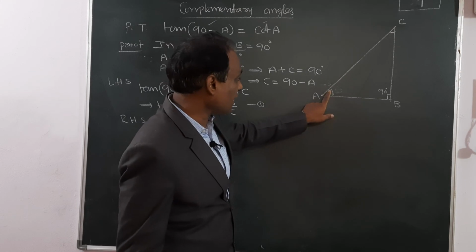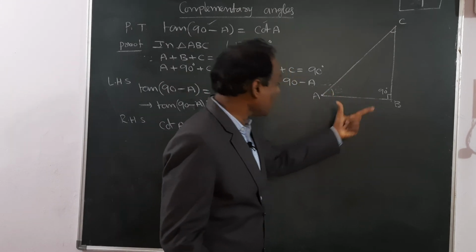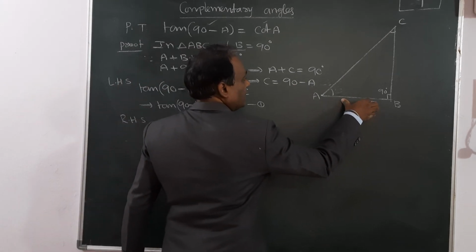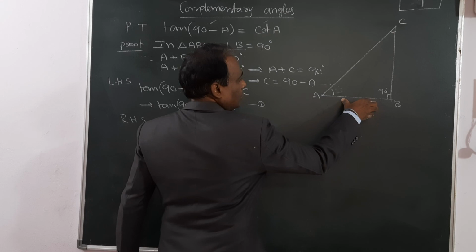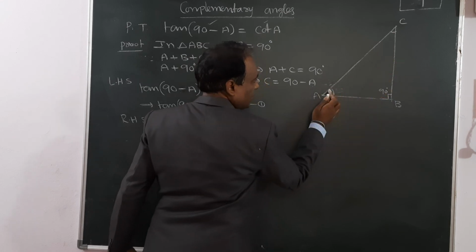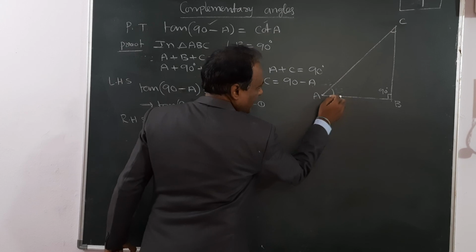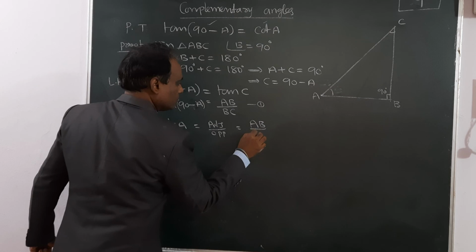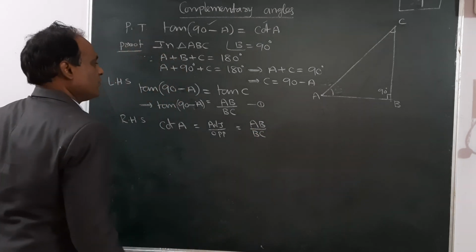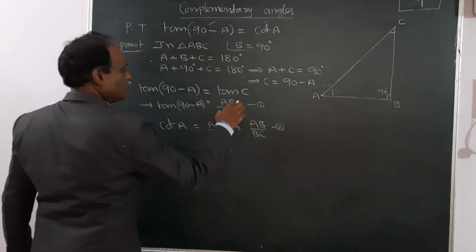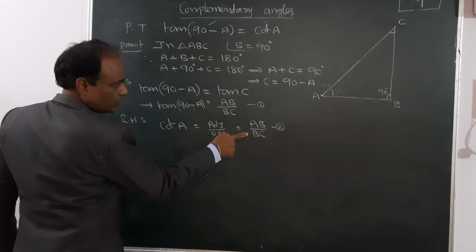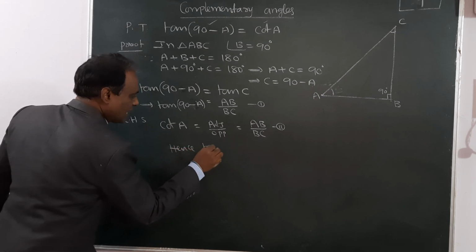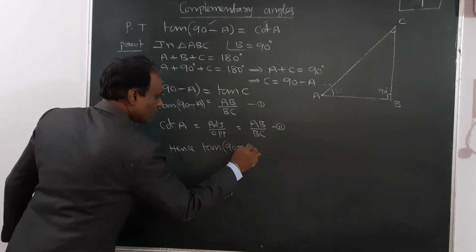Now I am taking this angle A. For this angle, adjacent is AB and opposite is BC, because I am taking this angle. So the side adjacent to that is called adjacent side. When it is opposite, it is called opposite side. But if you observe these two, both are same. This is AB by BC, this is AB by BC. Both are equal. So hence, tan 90 minus A is cot A.